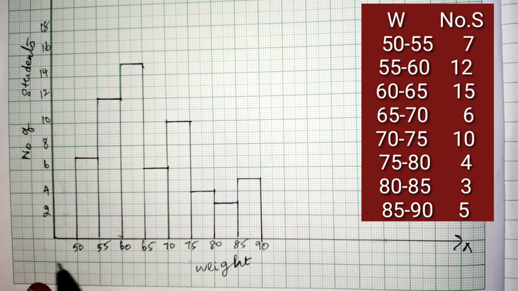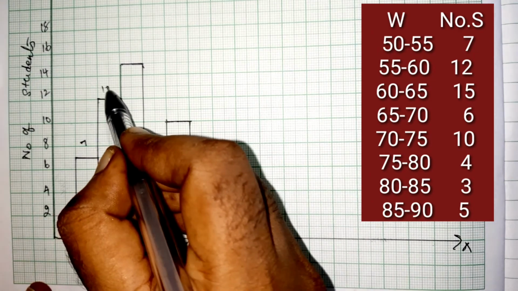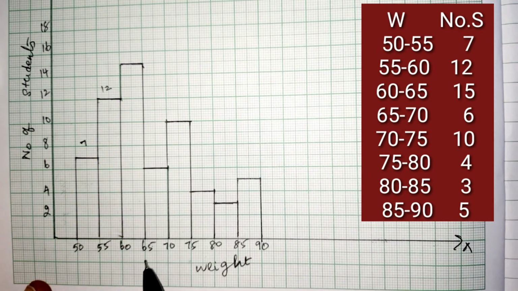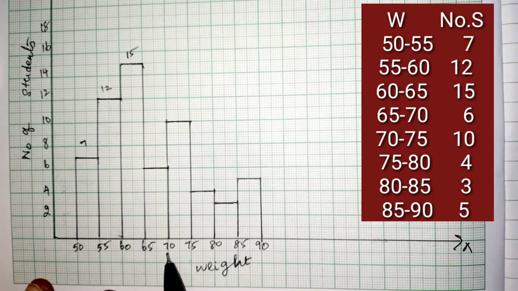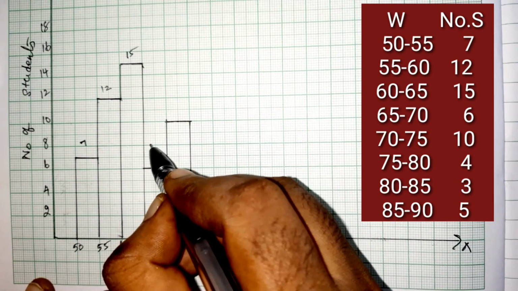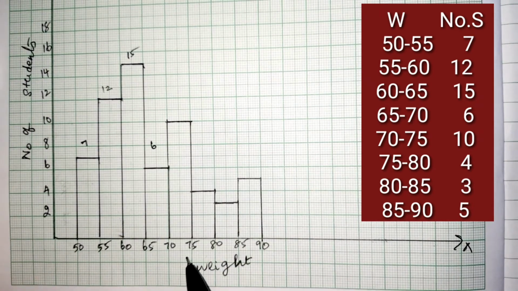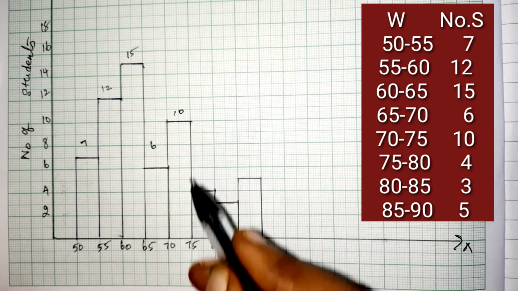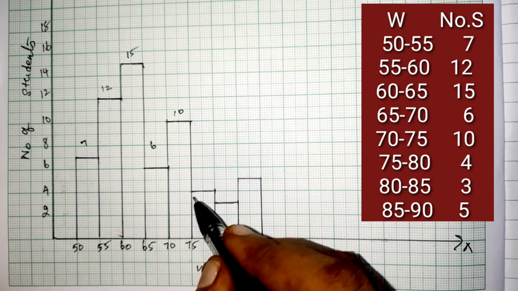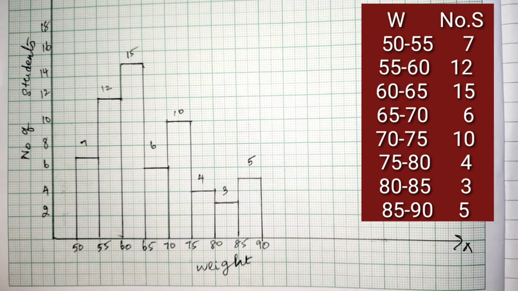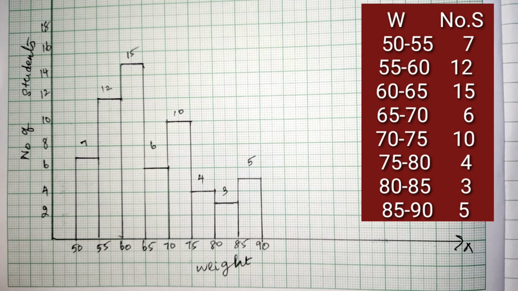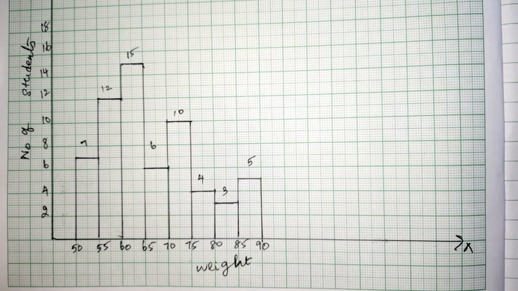For 50 to 55, 7 students. 55 to 60, 12 students. 60 to 65, 15 students. 65 to 70, 6 students. 70 to 75, 10 students. 75 to 80, 4 students. 80 to 85, 3 students, and 85 to 90, 5 students. This is a histogram. We have to draw a frequency curve.